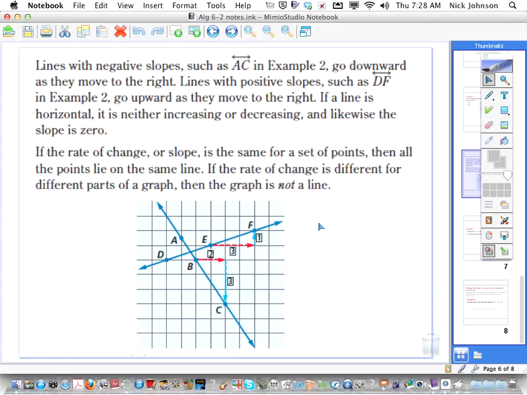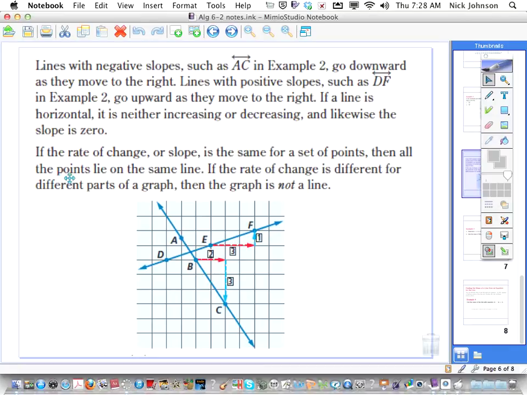Lines with negative slopes, such as line segment AC in example 2, go downward as they move to the right. We looked at that yesterday. Lines with positive slopes, such as line segment DF in example 2, go upward as they move to the right. If a line is horizontal, it is neither increasing nor decreasing. And likewise, the slope is 0. Anytime you see a horizontal line, just like yesterday, you know the slope is 0.